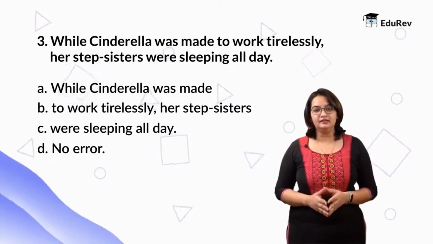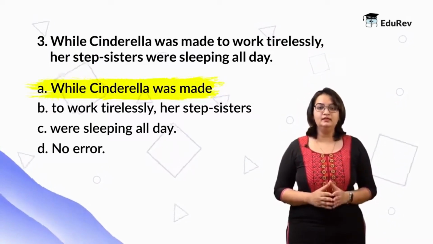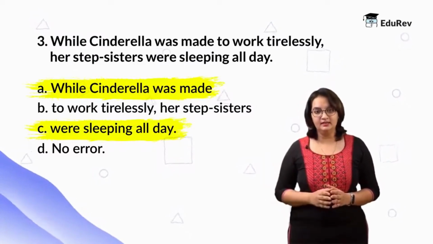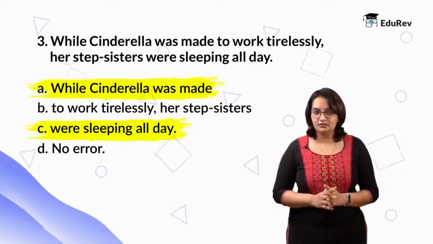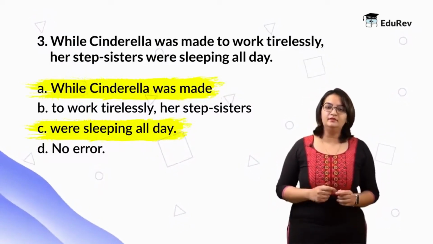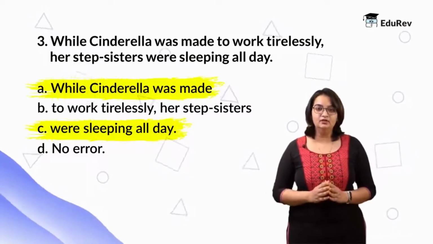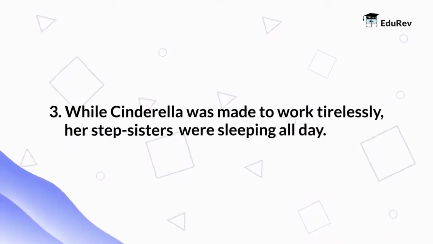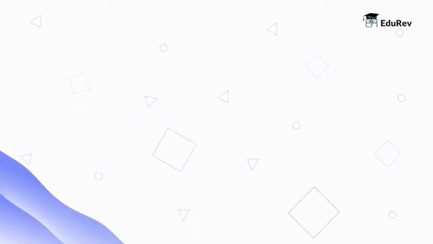Here, in this statement, we see that the first part is in past tense, while the C part of the statement is in past continuous tense. So here we can see a clash within the sentence itself. To resolve this particular clash, we will replace the past continuous tense with simple past tense. So the correct statement will be, while Cinderella was made to work tirelessly, her stepsisters slept all day. Let us take a look at another example.